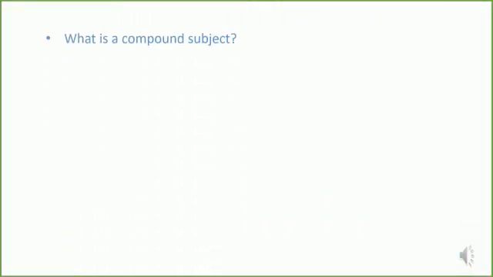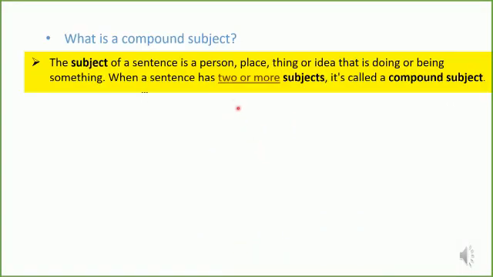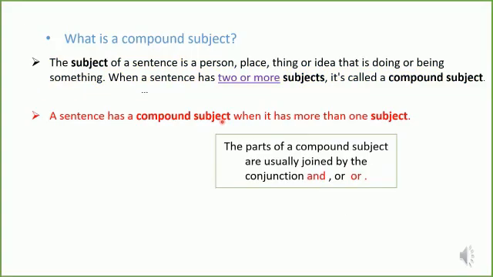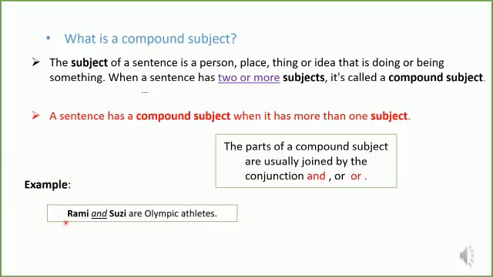Now, what's a compound subject? A compound subject is when we have two or more subjects in the sentence. These two or more subjects are joined by the common conjunctions and, or. For example, Rami and Susie are Olympic athletes. So look here, Rami is a subject, Susie also is a subject. These two subjects are joined by the conjunction and. Rami and Susie. Here we have a compound subject.